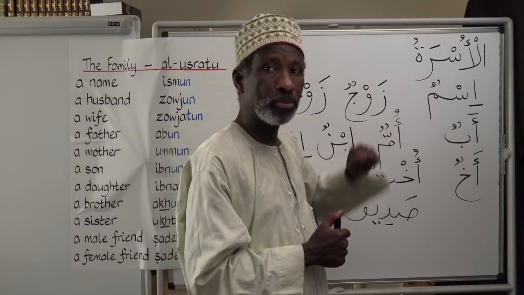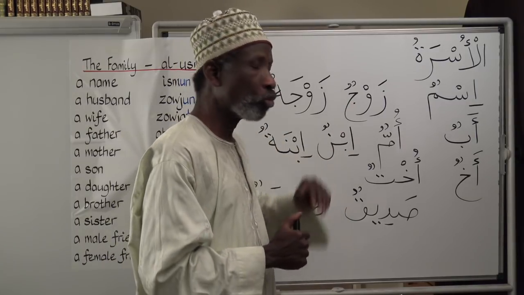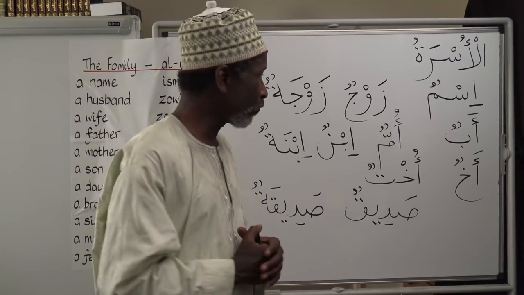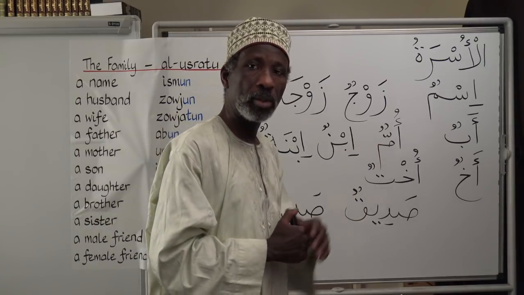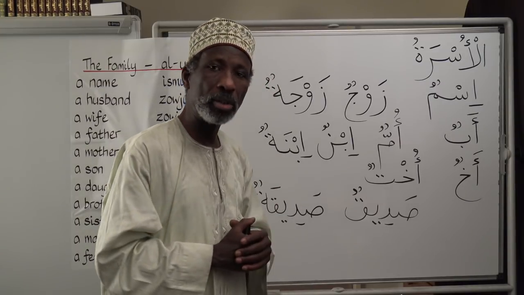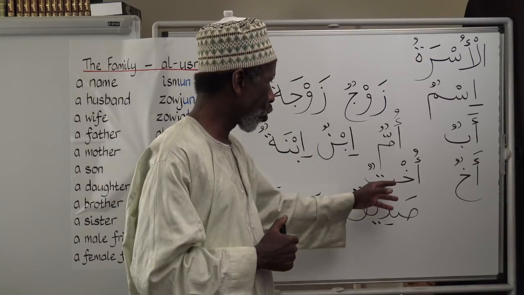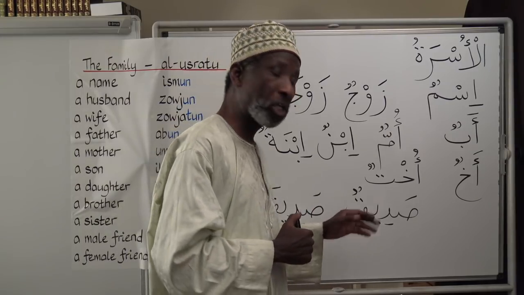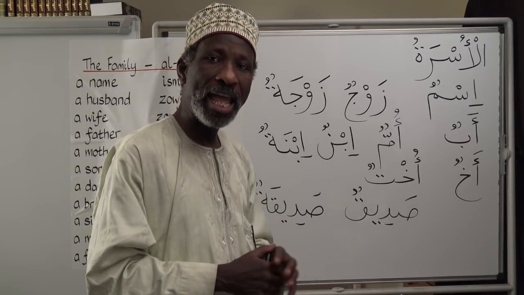So al-usratu, a family. Ismun, a name. Zawjun, a husband. Zawjatun, a wife. Abun, a father. Ummun, a mother. Ibnun, a son. Ibnatun, a daughter. Akhun, a brother. Ukhtun, a sister. Sadiqun, a male friend. Sadiqatun, a female friend.